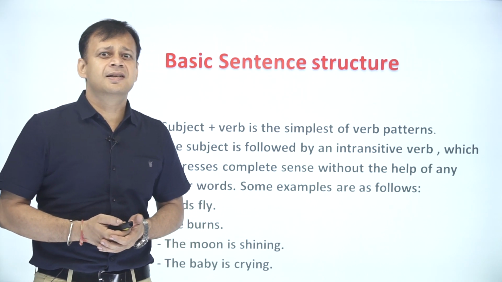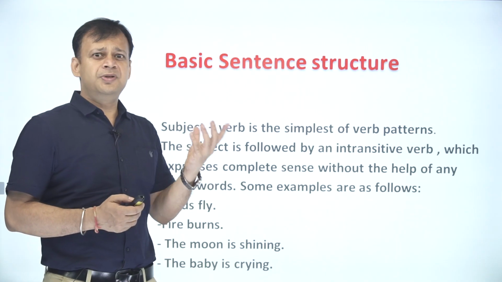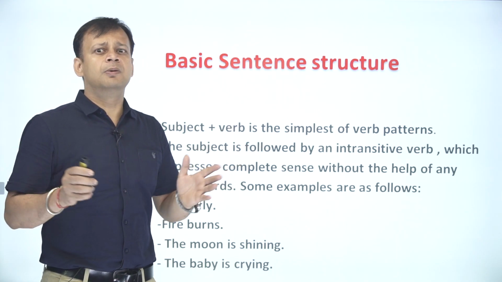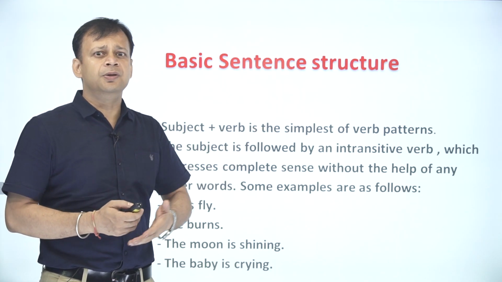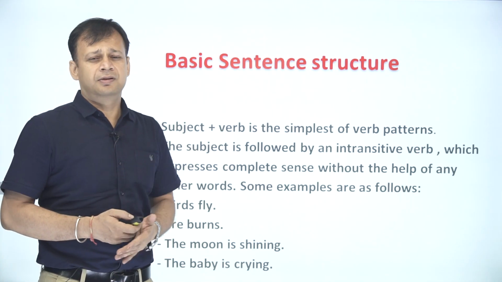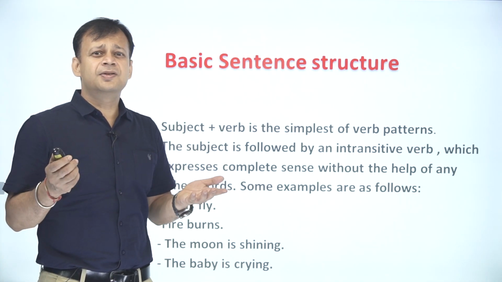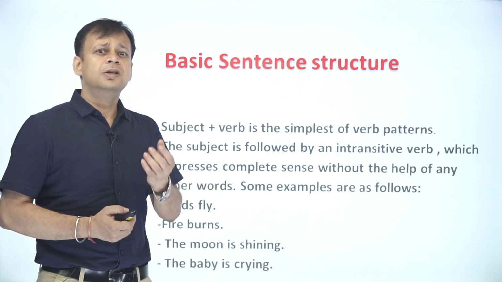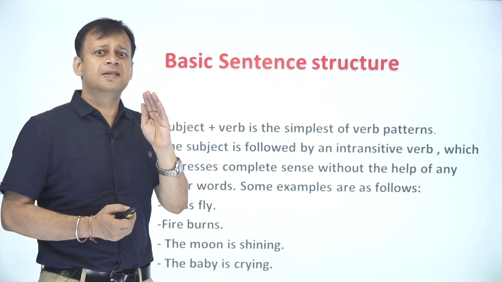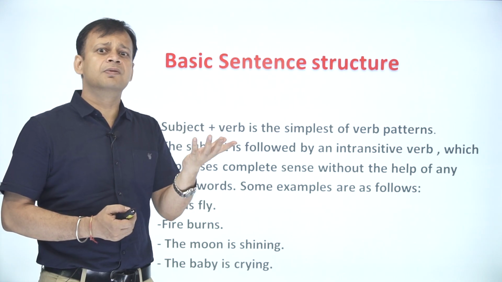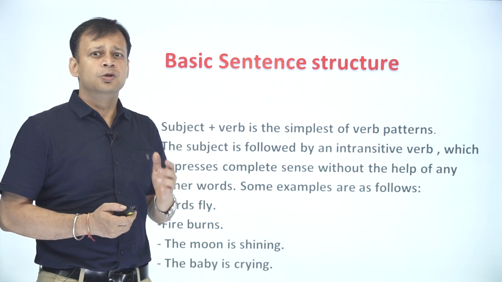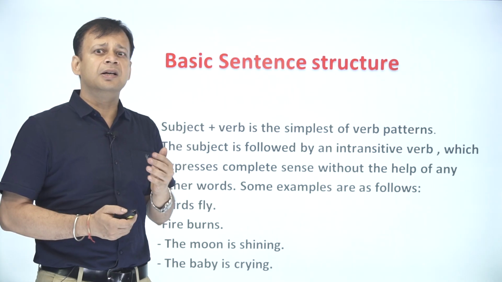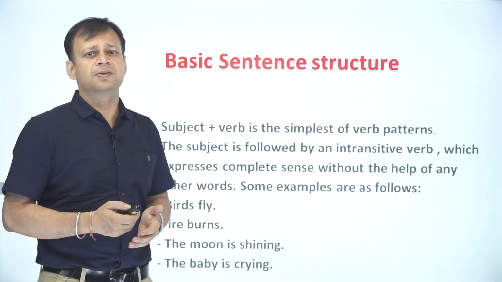So what is a basic sentence structure? Subject plus verb is the simplest of verb patterns, as we discussed in our previous video, that she danced. So here dancing is expressing the entire action and she is the subject. This subject plus verb is the simplest of verb patterns which can give us a complete sentence. So we are going to use that as a reference point and learn how to frame correct sentences.